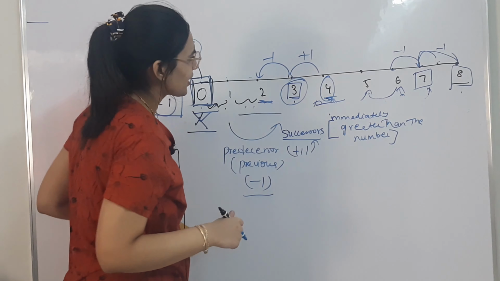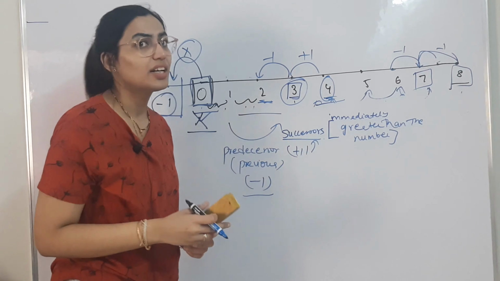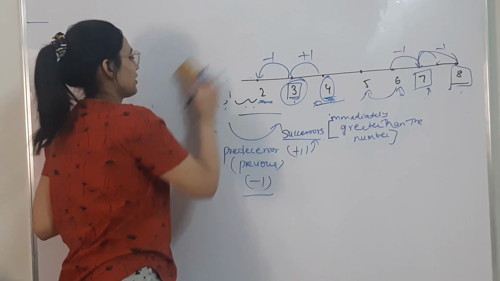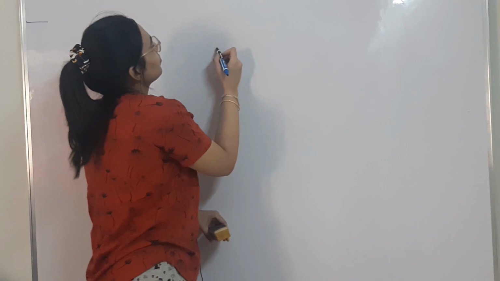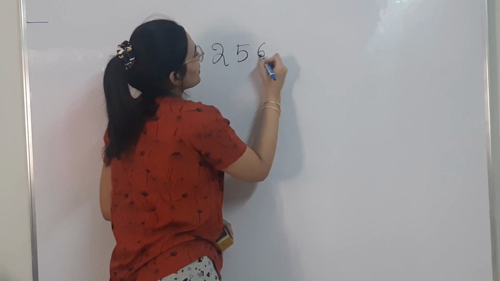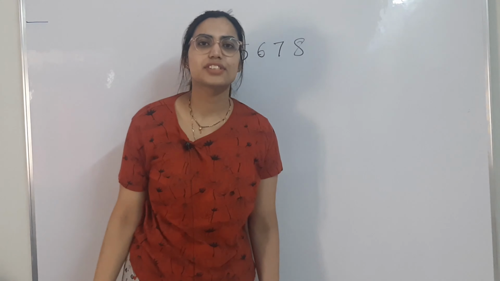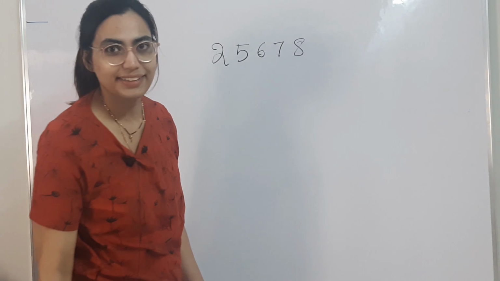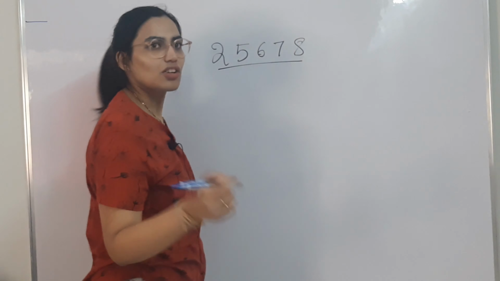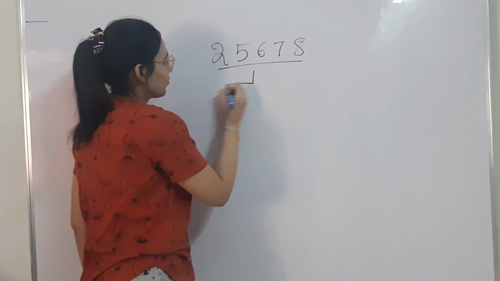In the same way, we can derive the predecessor and successor for larger numbers also. Let's see how to do that very quickly. 2, 5, 6, 7, 8. I want to find the predecessor and successor for this number. Don't get intimidated. It's a big number. The concept is the same.